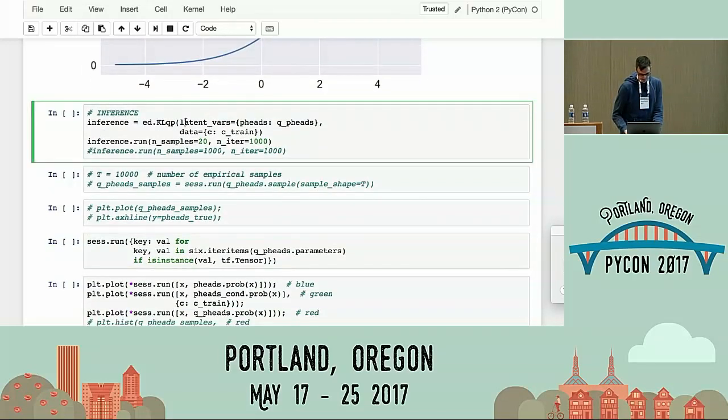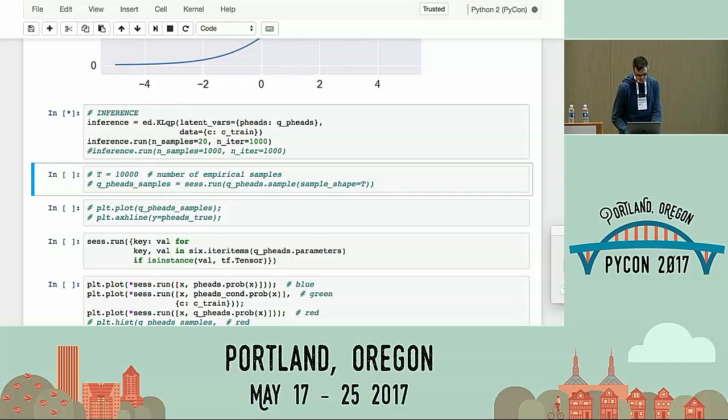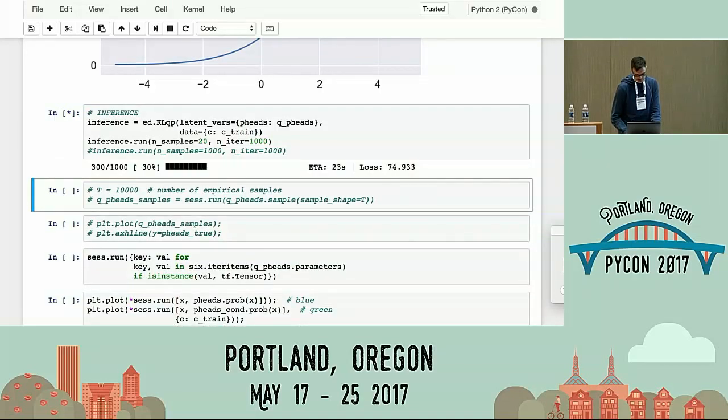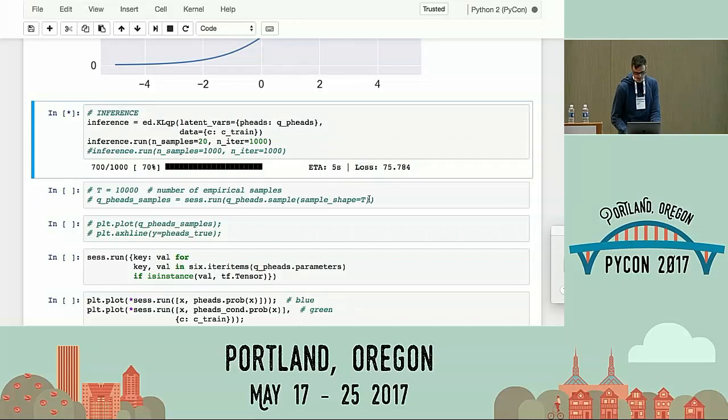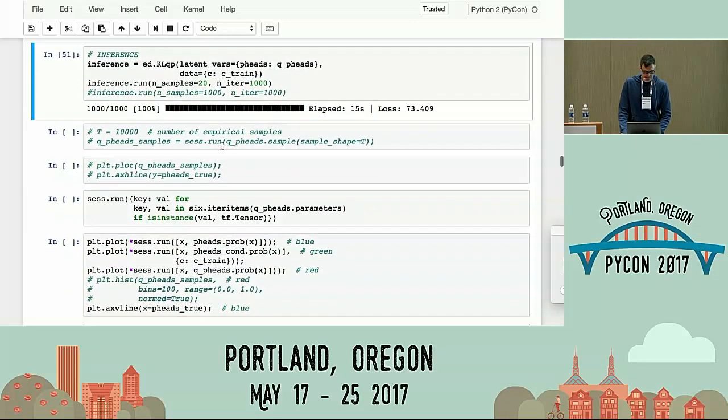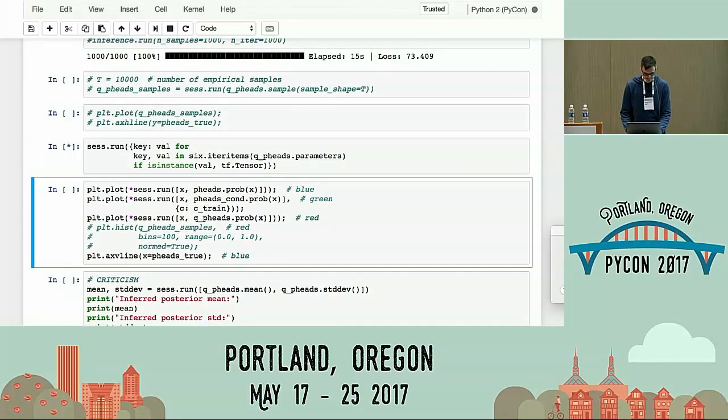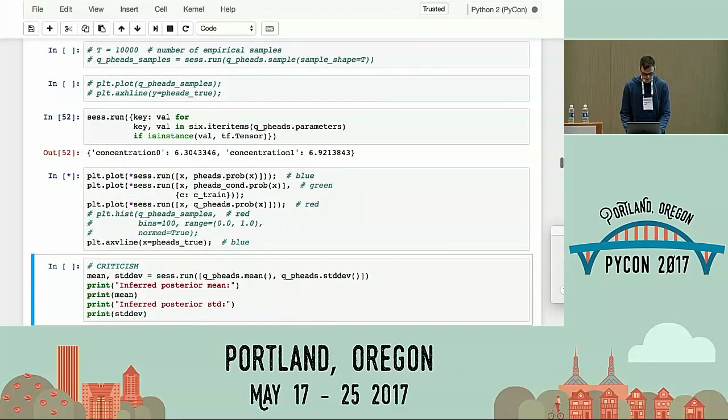Okay, let's run KLQP. And this loss that is shown here is the value of this Kullback-Leibler divergence, basically. I mean, no, it's not exactly this, but it's something that has to do with it. You can think of it as something that the larger it is, the worse this works. So you want to have a small loss. And let's plot the result.